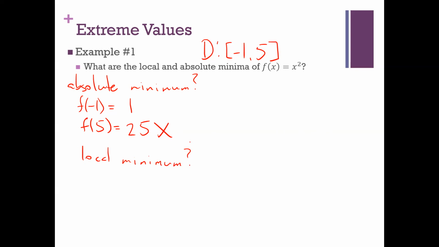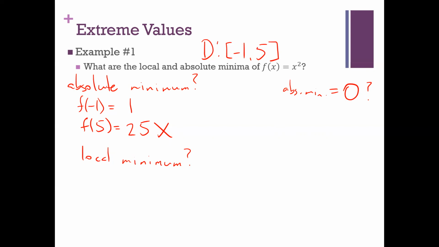So local minimums have nothing to do with endpoints. What do they have to do with? Slopes. So how do I start dealing with slopes, Isabel? Take the derivative. So let's make sure. We have an intuition, right? So we think the absolute min is equal to 0. So we have a suspicion about that, right? So let's make sure that it is.